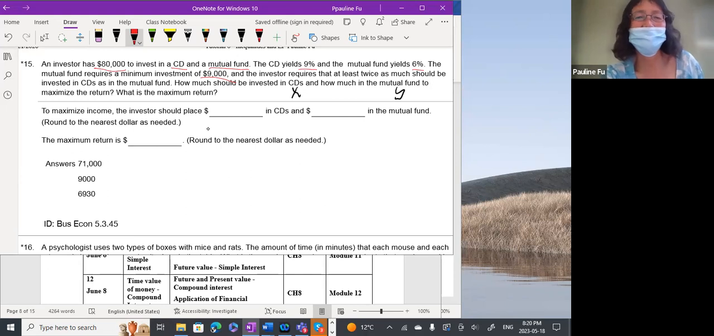The question is, how much should be invested in CD? How much invested in mutual fund? What is the maximum return? This question is very practical. If you have this amount of money and you want to allocate it to two financial products, how do you allocate?